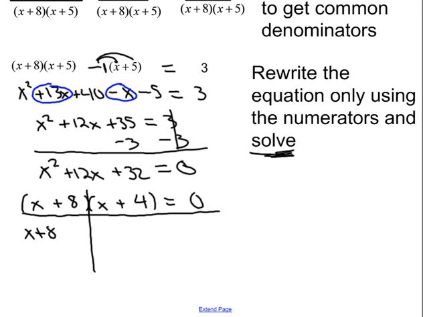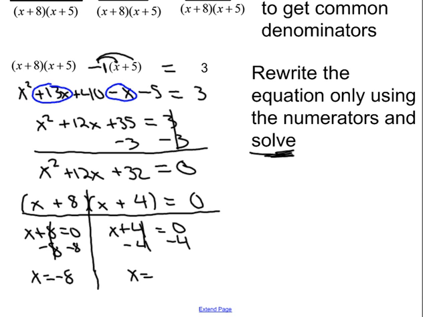So x plus 8 equals 0, x plus 4 equals 0. Do the additive inverse. So I get x equals negative 8. Subtract 4 on both sides here. I get x equals negative 4. So these are the two answers I get.